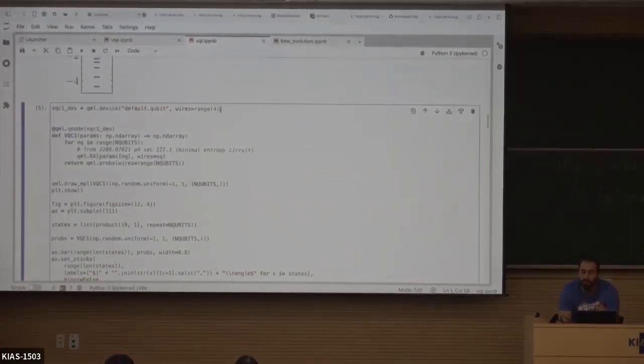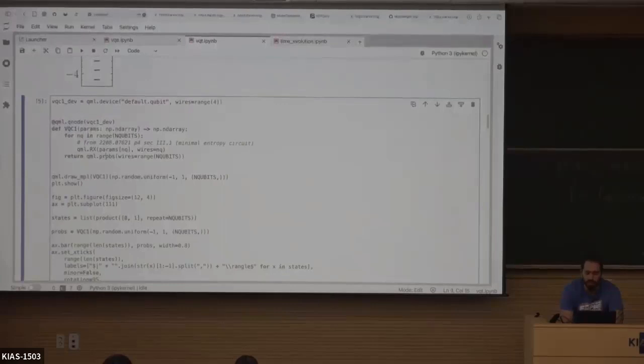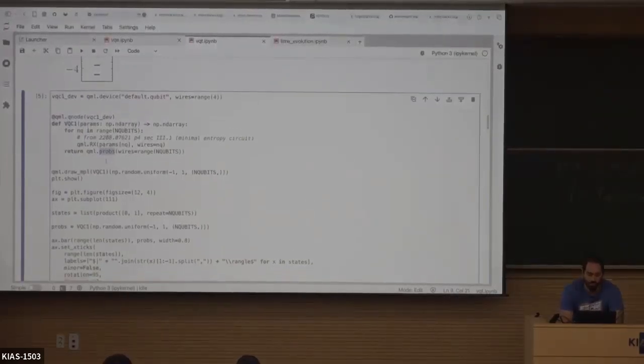By the way, if you don't write shots over here, it will do the exact calculation. So you should write shots there to get the approximate calculation. It initializes, embeds some kind of error inside your circuit, and then calculates the expectation value, or in this case, the probability distribution. Since I didn't write any shots, it will do an exact calculation, meaning it just multiplies the matrices together, that's it. So I'm calculating the probability distribution here.